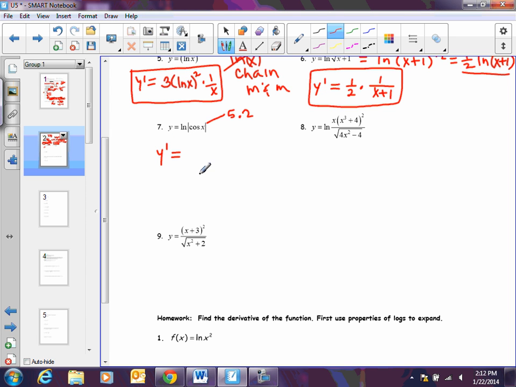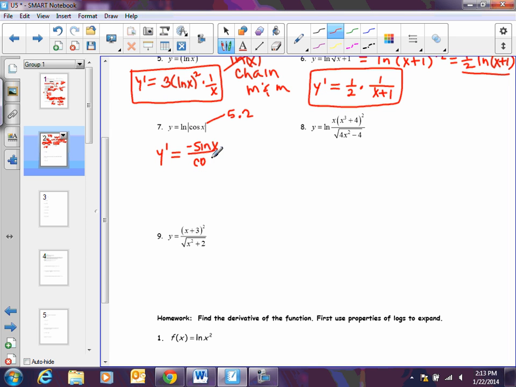I mean, there's no way to simplify this. So remember, the derivative goes on top, the argument goes on the bottom. So what's the derivative of cosine x? Negative sine x. You might be tempted to get rid of that negative because of the absolute value bars. Don't do that.